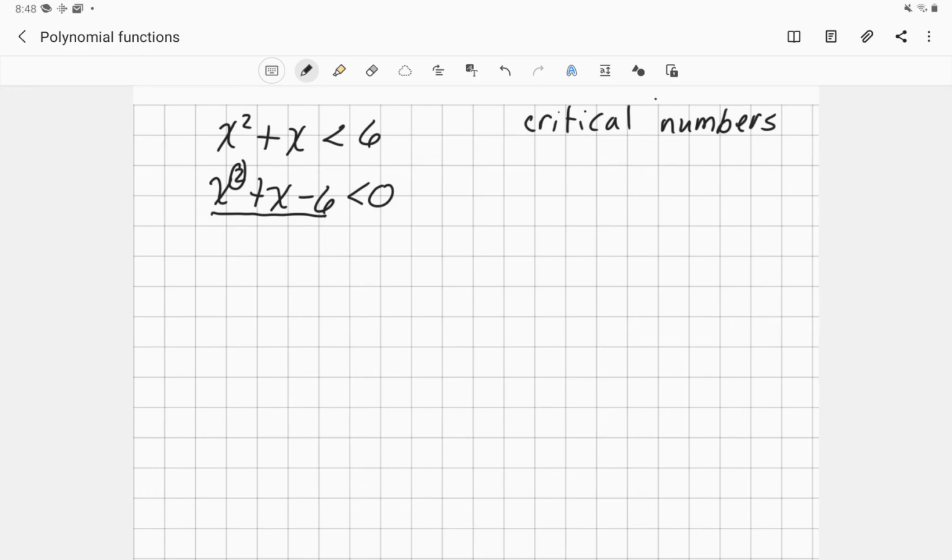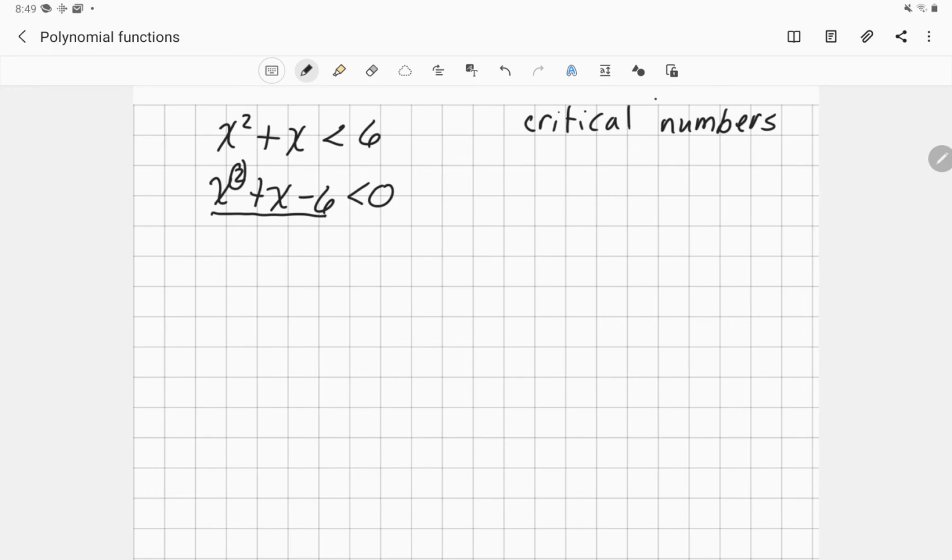Well, we're not going to graph it, so we're not talking about where it's crossing the x-axis. So instead of calling it a real zero, they call it a critical number, but it means the same thing. So don't let the language mess you up. Now, this is a quadratic function.